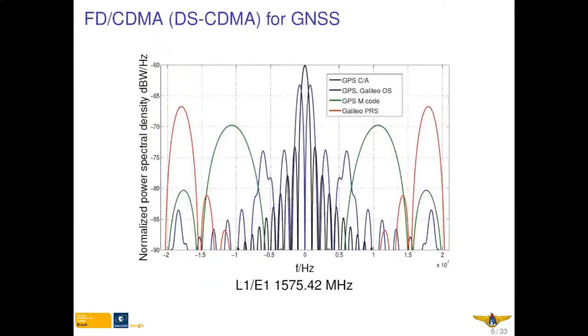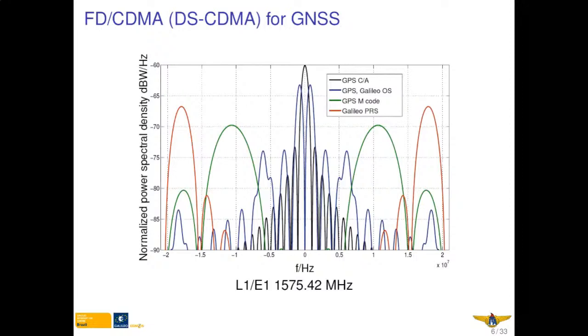Here you can see the power spectral density of different GNSS signals of GPS and the Galileo system. And you can see how they are spectrally separated due to their usage of different modulation types. For example, we have the GPS coarse acquisition signal in black. This is the signal that you use all in your phones today to navigate.